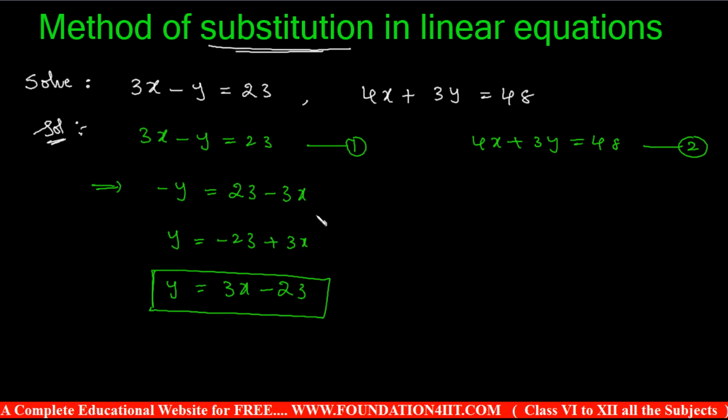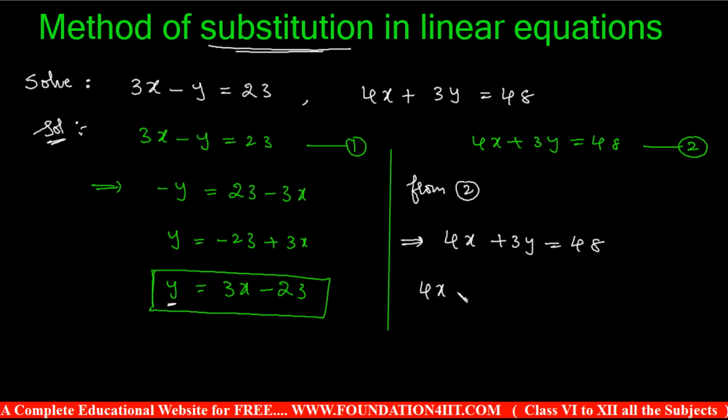Now this y value we need to substitute in equation 2. That is the substitution method. We got the value of y, so in equation 2 we need to substitute this. That is 4x plus 3y is equal to 48. Now in the place of y we substitute 3x minus 23: 4x plus 3 into the value of y, this is 3x minus 23, is equal to 48.